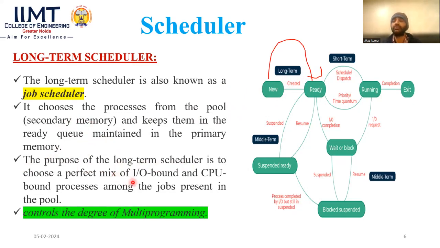So here we ask: how can we improve the efficiency of our CPU system? How can we keep the CPU as busy as possible?